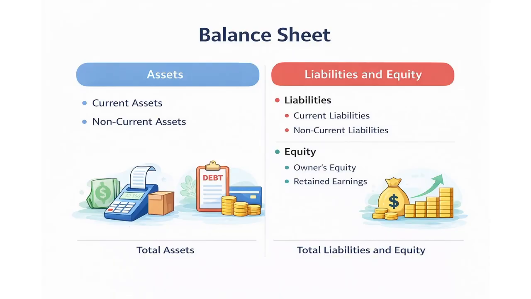Notice something important here. Assets increase on the debit side, while liabilities and equity increase on the credit side. This opposite behavior is not a coincidence. It is exactly what keeps the accounting equation in balance. Whenever assets increase, liabilities or equity must also increase, or another asset must decrease. This balance is the foundation of double entry accounting.